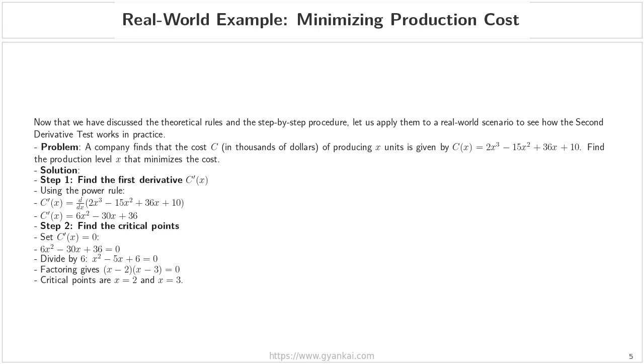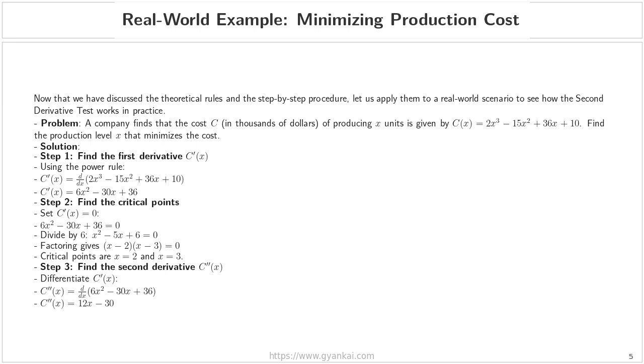To simplify this, we can divide the entire equation by 6, which leaves us with x^2 - 5x + 6 = 0. Factoring this quadratic expression, we get (x - 2)(x - 3) = 0. Therefore, our critical points are x = 2 and x = 3. Now we move to step 3. Finding the second derivative, known as C''(x), we differentiate our first derivative, 6x^2 - 30x + 36, which results in C''(x) = 12x - 30.